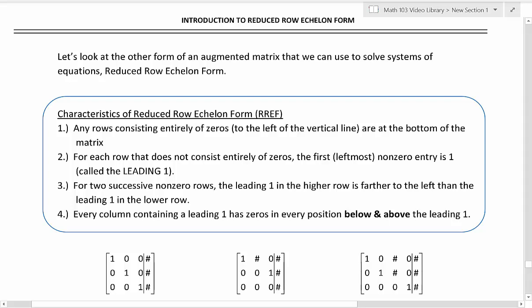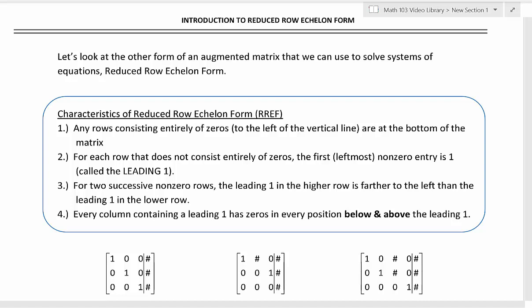Reduced row echelon form, like row echelon form, has four characteristics. The first three are the same as row echelon form. Any row consisting entirely of zeros is at the bottom of the matrix. For each row that does not consist entirely of zeros, the first leftmost non-zero entry is a positive 1 that we call a leading 1. For two successive non-zero rows, the leading 1 in the higher row is farther to the left than the leading 1 in the lower row. So those first three characteristics are the same.